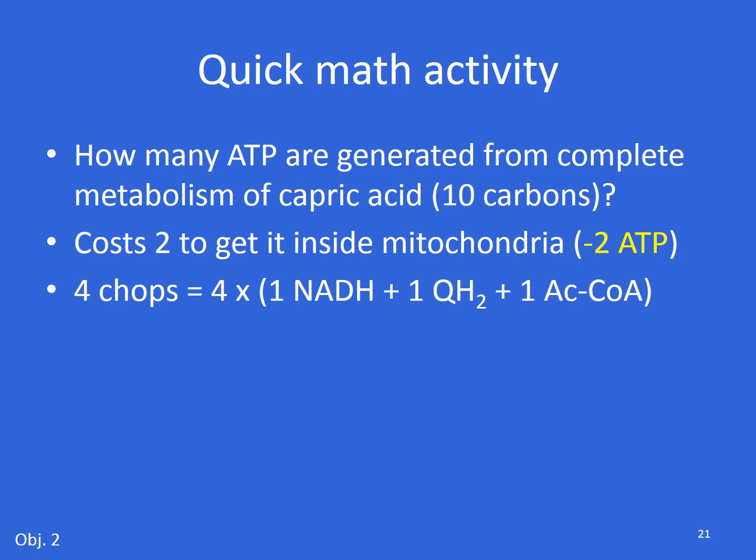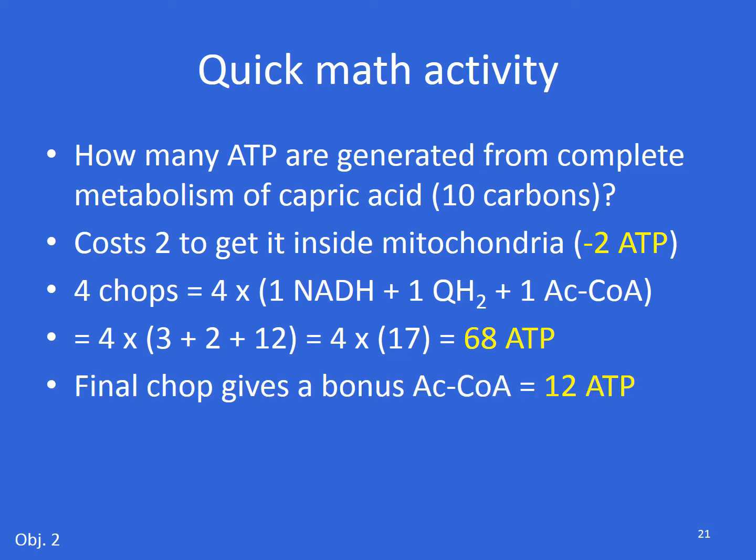So if we have 4 chops, that means we get 4 times the products of each round of beta oxidation, which, just to remind you, is 1 NADH, 1 QH2, and 1 acetyl-CoA. So, 1 acetyl-CoA plus 1 QH2 plus 1 NADH is 17. And if we have 4 chops, that's 4 times 17, which is 68 ATP. So remember, each round of beta oxidation makes 17 ATP, theoretically. So if we have 4 rounds, 4 times 17 is 68. But remember, that final chop gives you a bonus acetyl-CoA, so a bonus 12 ATP.